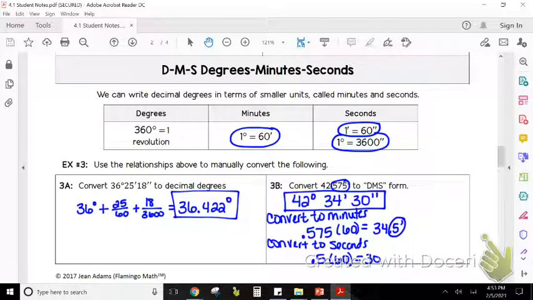Now, guys, if you're doing these and you convert it to minutes and you don't have a decimal on it, then you don't have to have any seconds, okay? You keep going until you don't have a decimal any further.